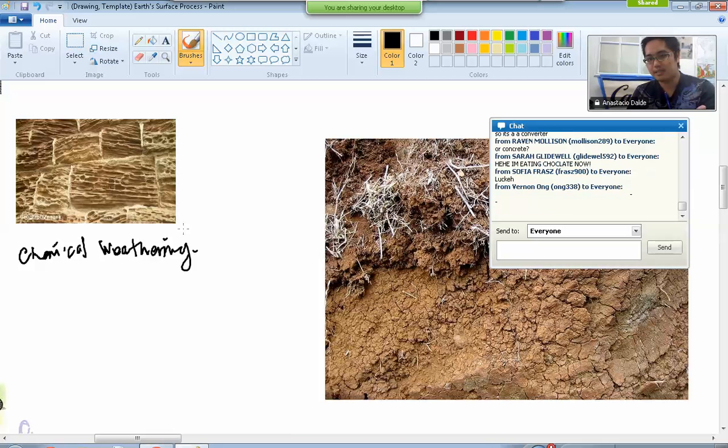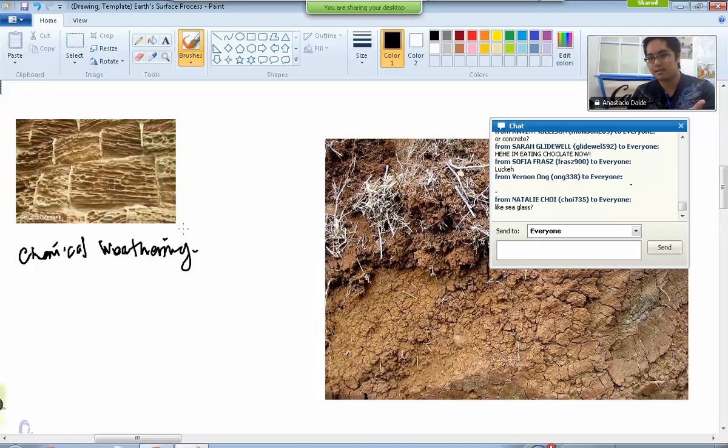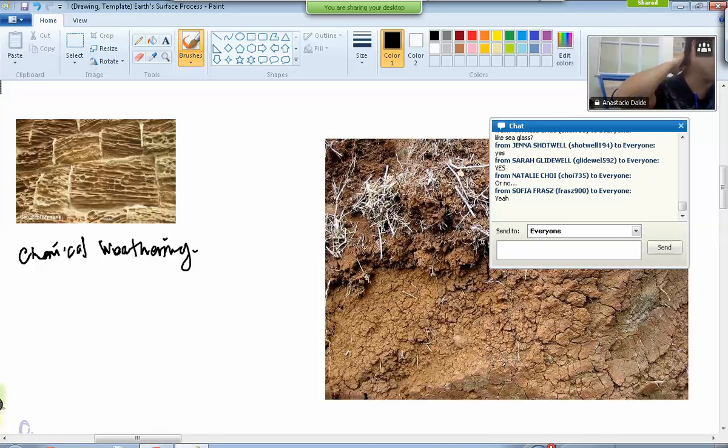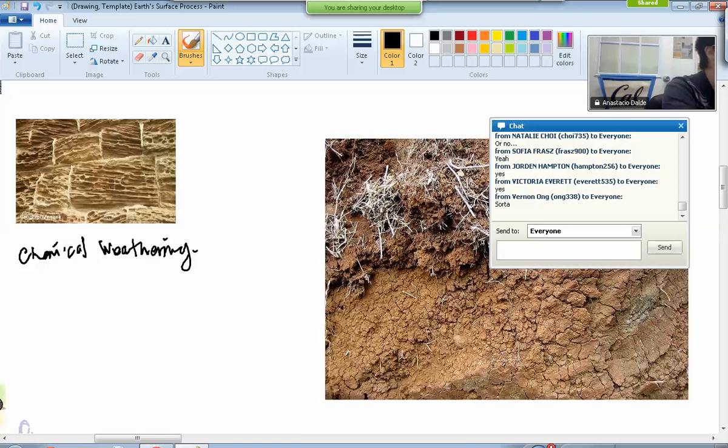So here's an example, and let me explain to you what's going on with chemical weathering. Surface process. There we go. Great. All right, so chemical weathering is really important.